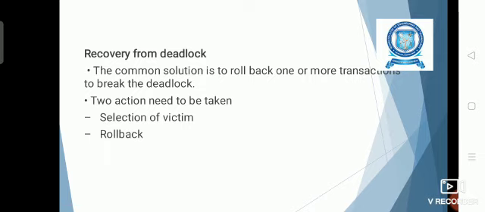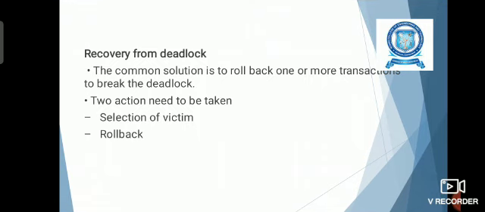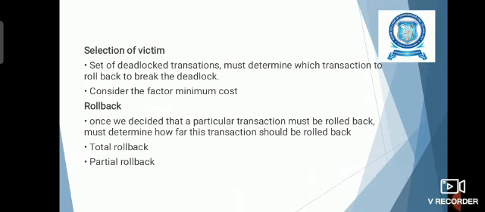So the first step is selection of the victim. One particular transaction will be selected for the rollback operation. That will be forced to roll back so that the transaction will release its locked data items. So those data items will be made available to other transactions. So the deadlock cycle will be broken. Other transactions get a chance to complete their execution. So the overall deadlock will be released. The rollback may be of two kinds, total rollback or partial rollback.